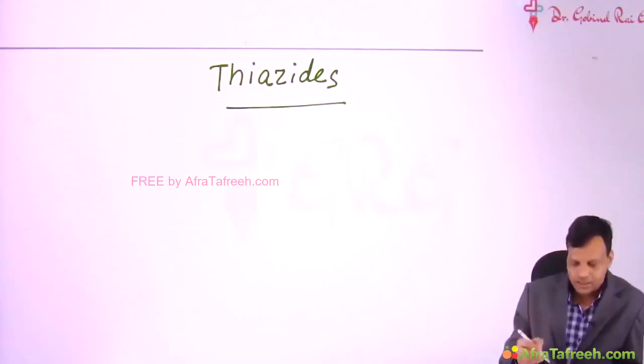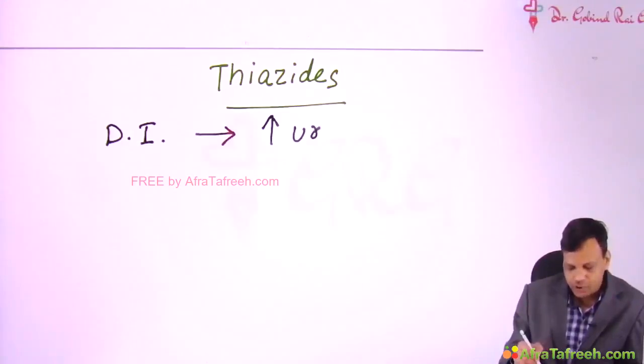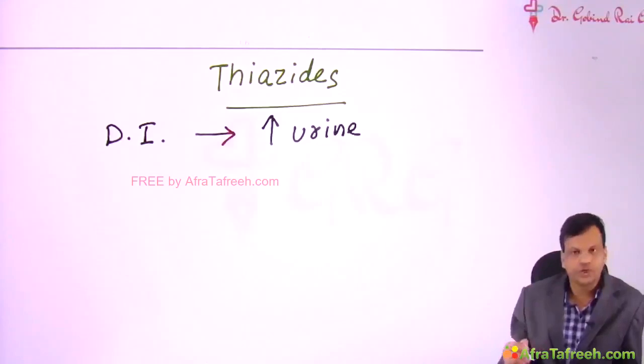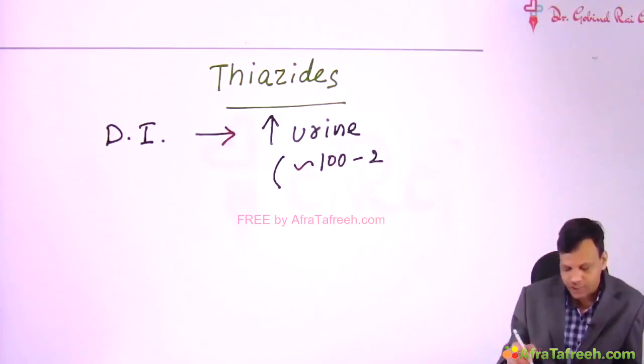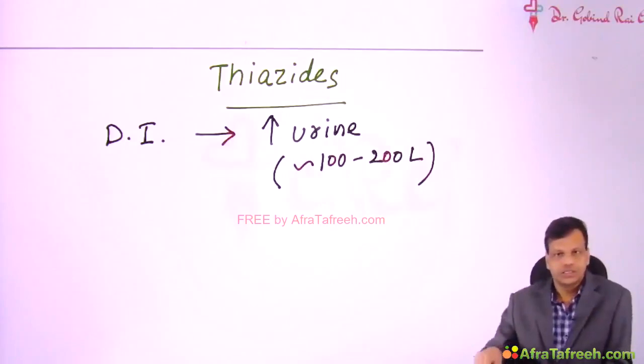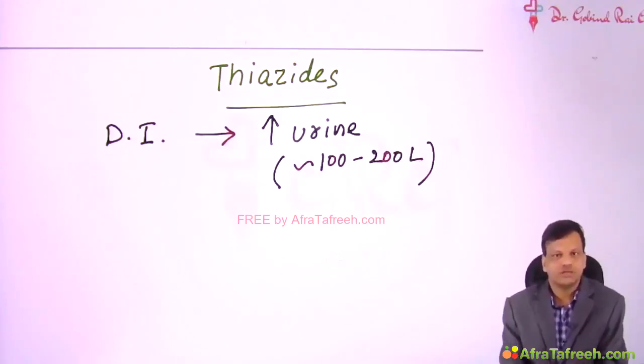So what is happening in a diabetes insipidus patient is, these patients have polyuria, and the polyuria is very severe. So the person is excreting around 100 to 200 liters of water daily. The question is, from where does this much water come in the body? We have only 5 liters of water in the body. So how does a person excrete 100 liters of water in the urine?